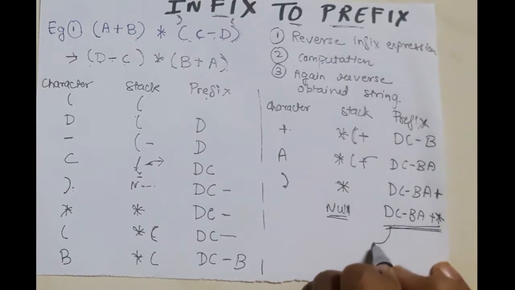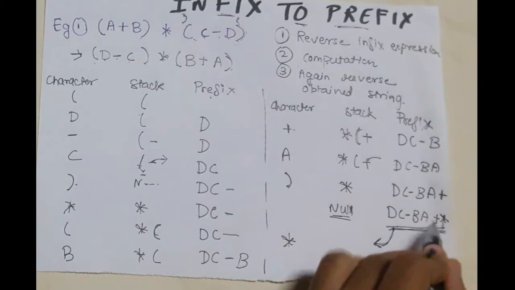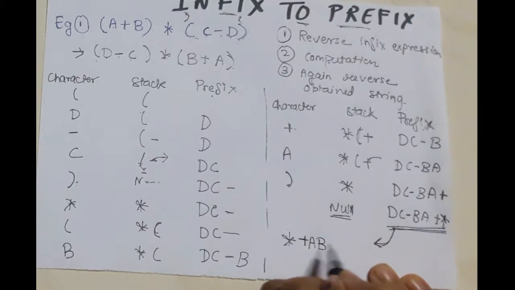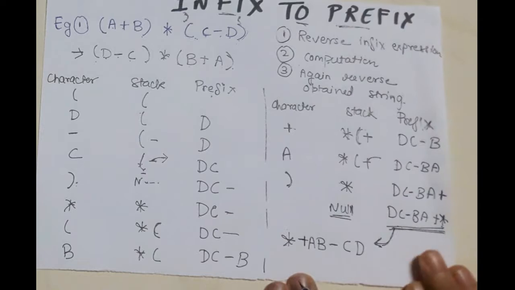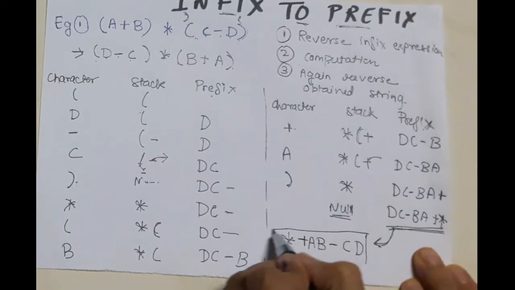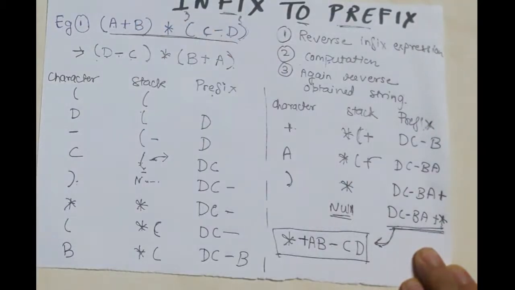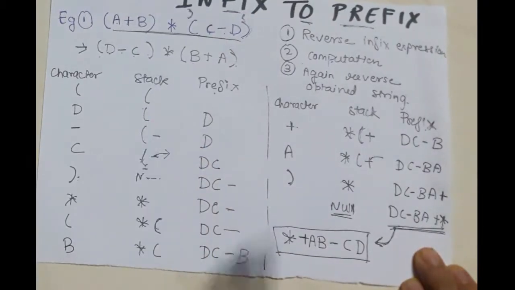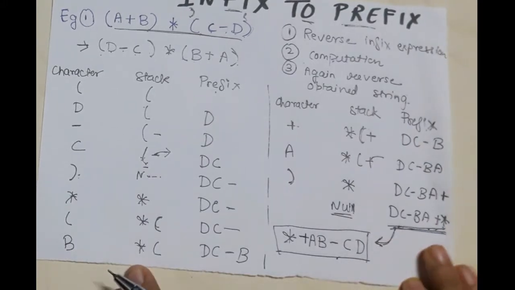And now what we will get after this? Here I'll write it: multiplication, then plus, then A, then B, then minus, C and D. So this is the required prefix expression of this infix expression, right? So first we have to reverse, then we have to perform the computation, and then whatever result we obtain, at the last we have to again reverse it. Okay.